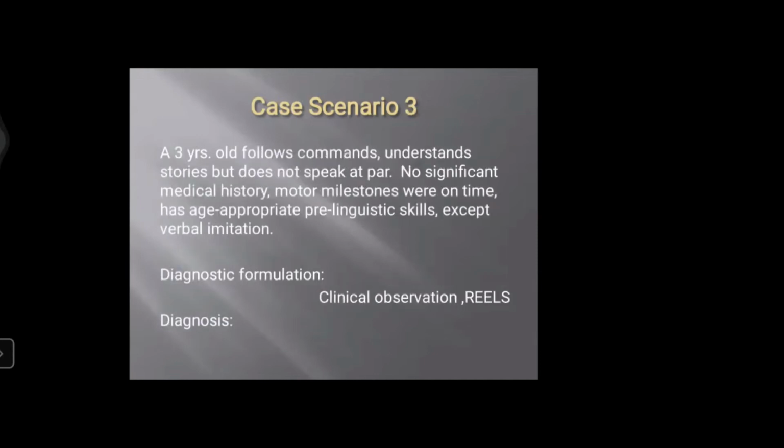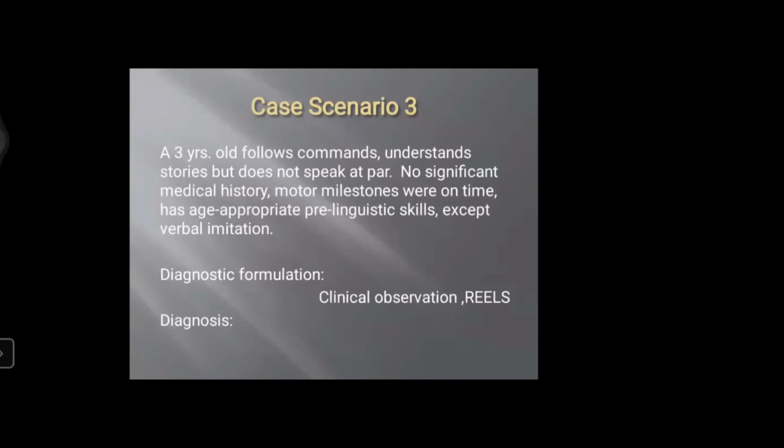So, moving on to case scenario 3. A 3-year-old follows commands, understands stories, but does not speak at par. No significant medical history, motor milestones were on time, has age-appropriate linguistic skills, except verbal imitation. I mean, his linguistic skills were all fine, except he would not imitate verbally. He would do all non-verbal imitation. He would shake his hand. He would have all the body movements, but there is no verbal imitation.